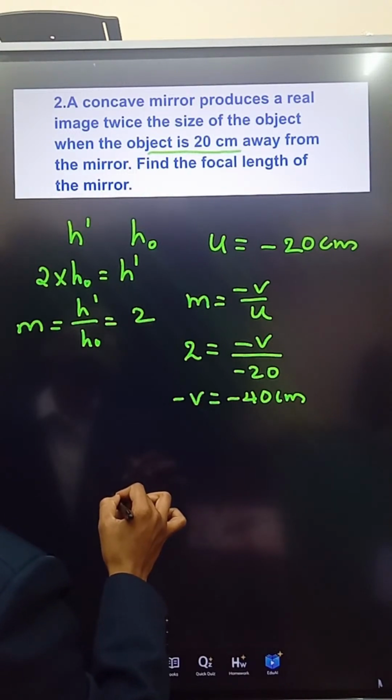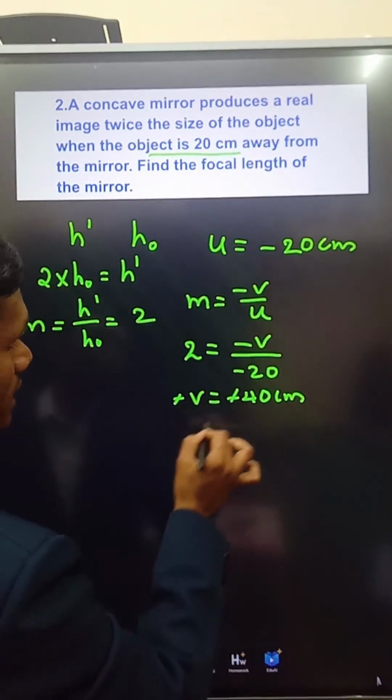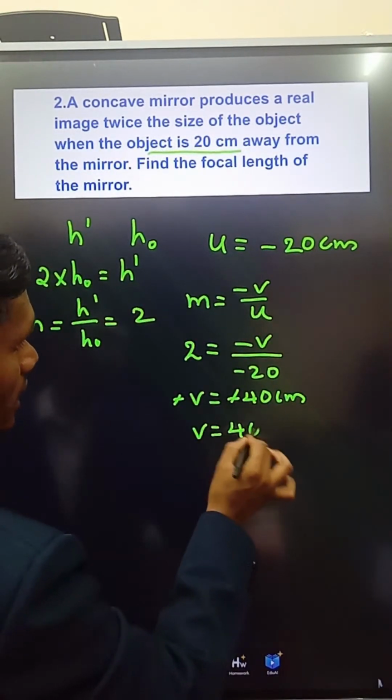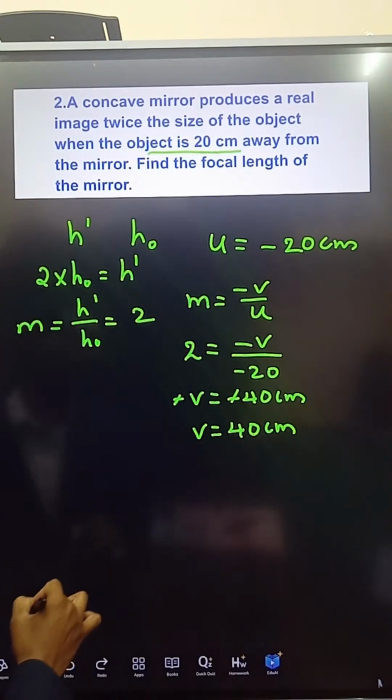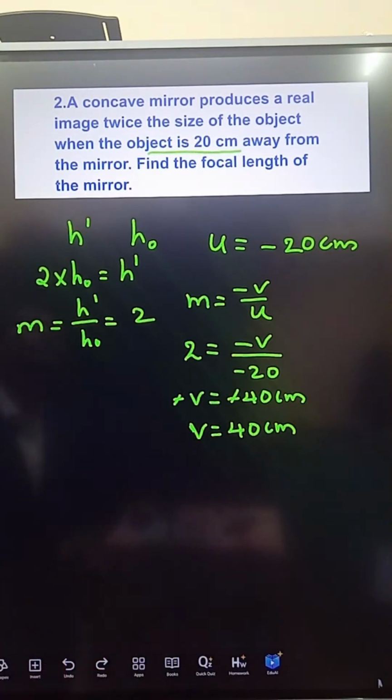This is a real image. Okay. Now what we can say is, here minus minus gets cancelled. V is equal to 40 centimeter we are getting. Okay. V is 40 centimeter. Find the focal length of the mirror they are asking.